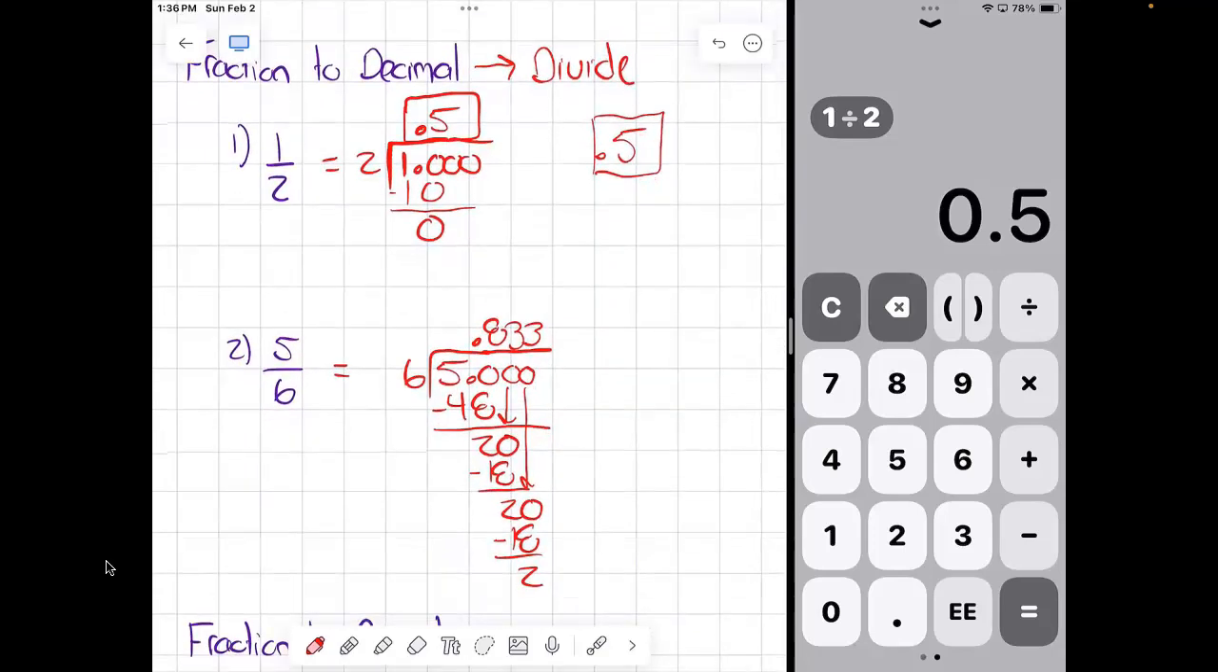Number 2, I actually did the work already. I put 5 inside the box. As you can see here, I put 6 outside the box. I divided. 6 can't go into 5, so I added my decimal point and 3 zeros. When all is said and done, I got 0.833.